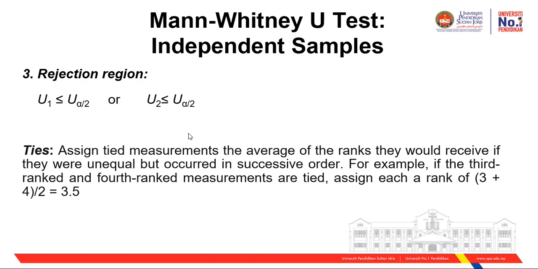And when you give rank, I write down here ties, which is a situation where the data is exactly the same between two groups. So how to give the rank is basically you take the average of the rank. For instance, if the ranks are 3 and 4, you take the average of the rank, 3 plus 4 divided by 2. So the rank is 3.5 for both data. Again, I will show you this in the example.